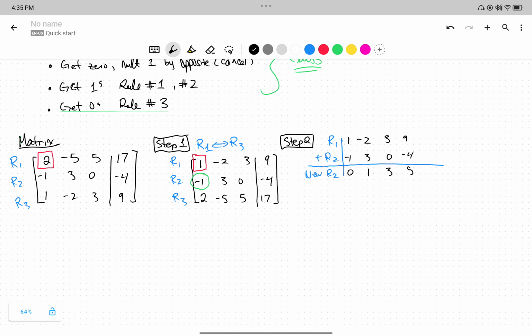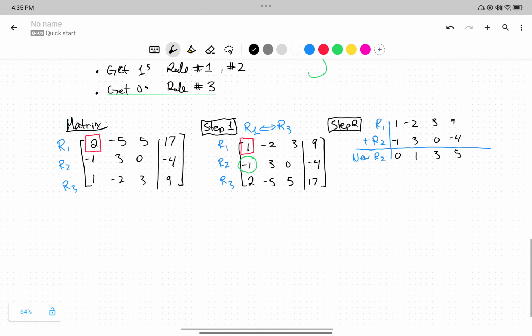So that means row 1 stays the same. Row 3 stays the same. The only thing that's different is row 2. So then let's write our answer over here. Row 1 stays the same: 1, minus 2, 3, then a 9. We are switching row 2 with our new answer. And then we didn't do anything with row 3, so that one's still the same.